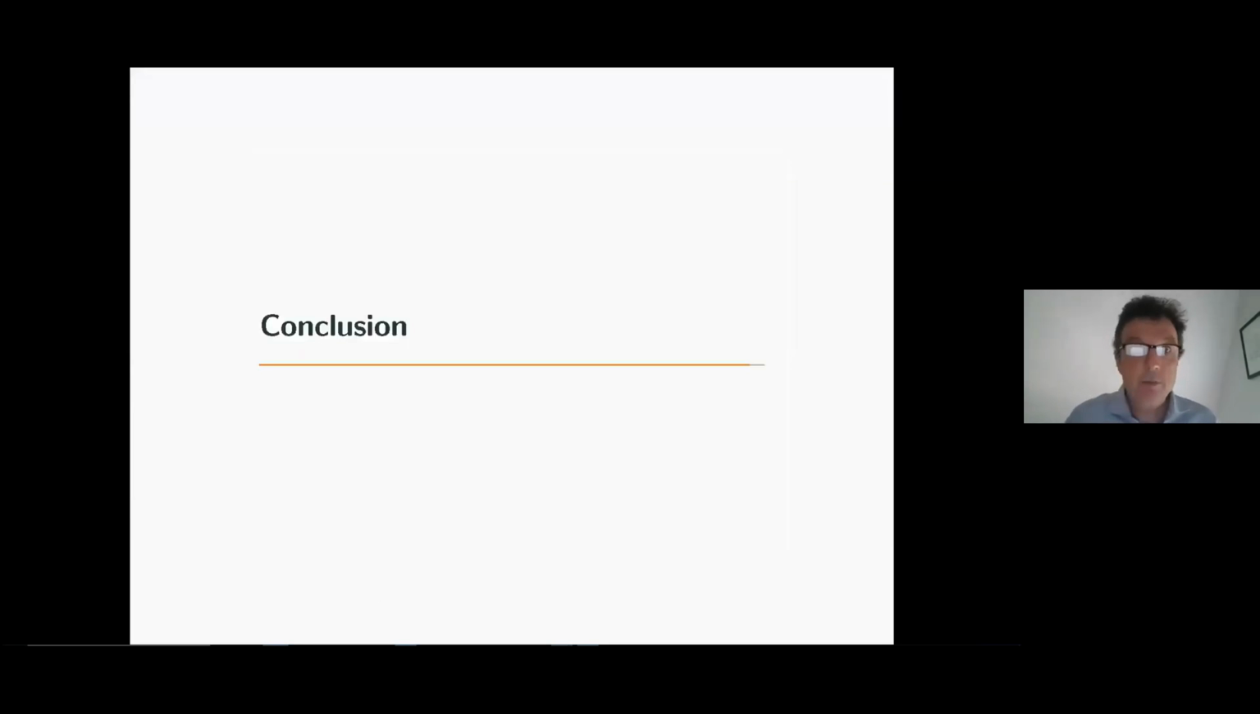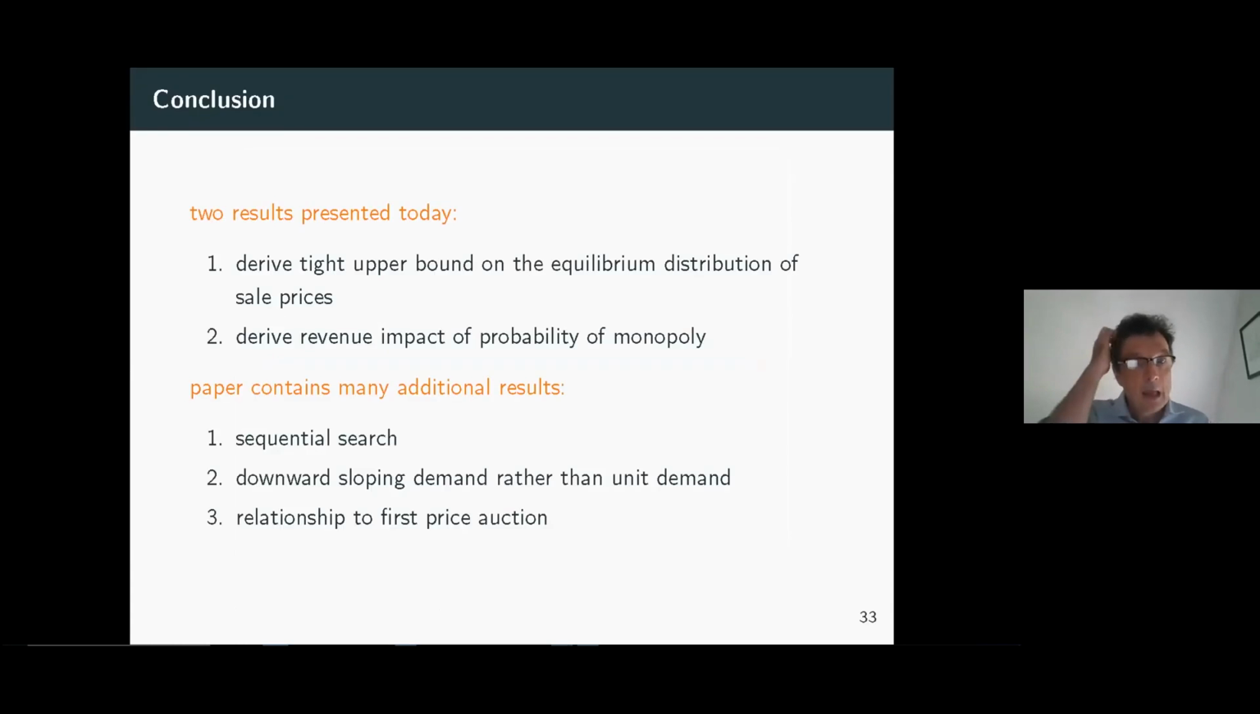I think with this, I should probably end. I presented two results today, one on the equilibrium price distribution and one on the revenue impact of monopoly. Okay. The paper actually has many more additional results. In particular, we are very much interested to see to what extent our results not only hold for static models, say of search, but for sequential models of search where the firms get the information sequentially. In fact, our information structure sort of naturally supports such a sequential search. Okay, but let me stop here. Okay, we have time for questions.